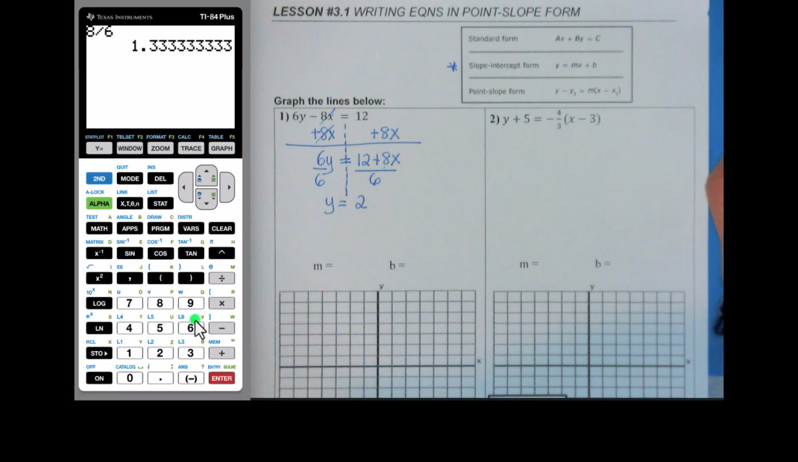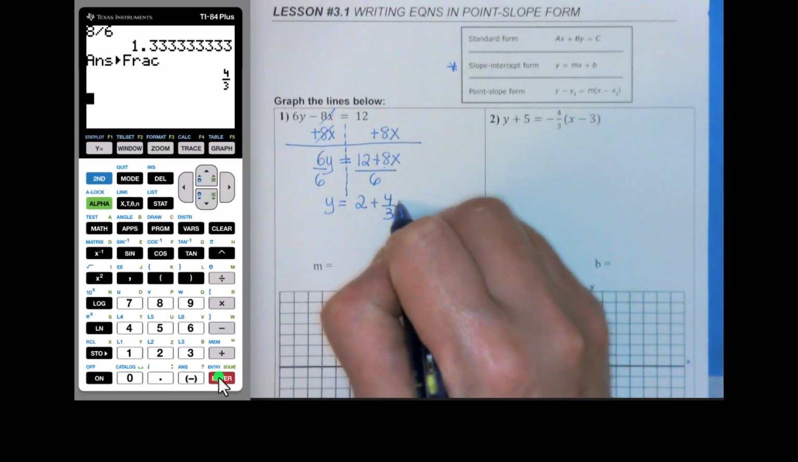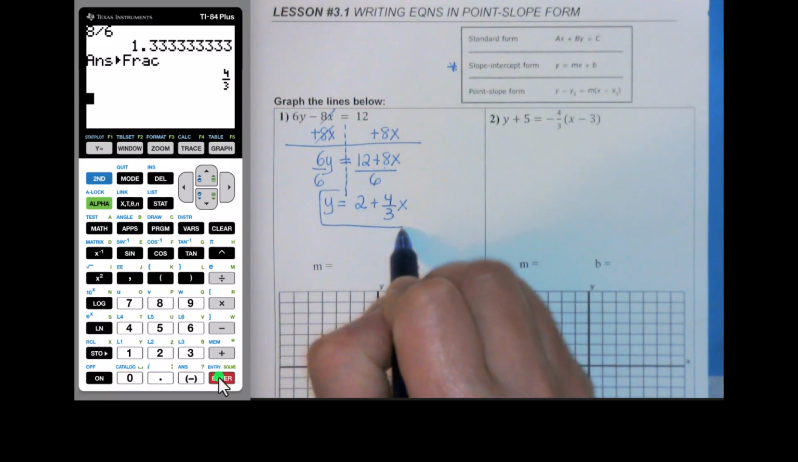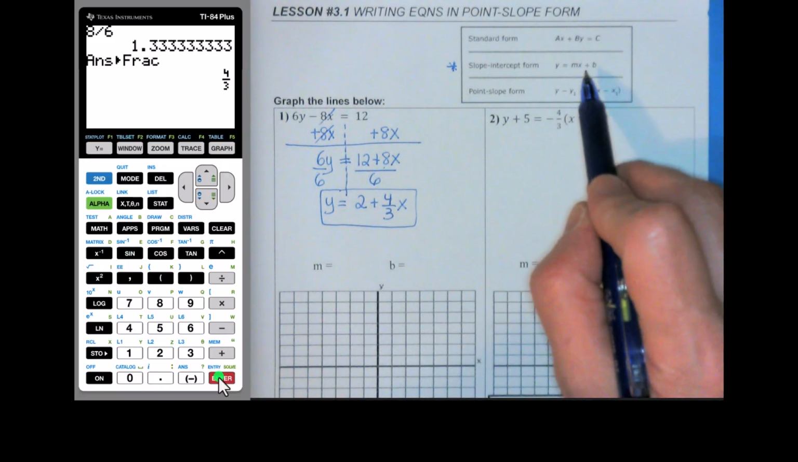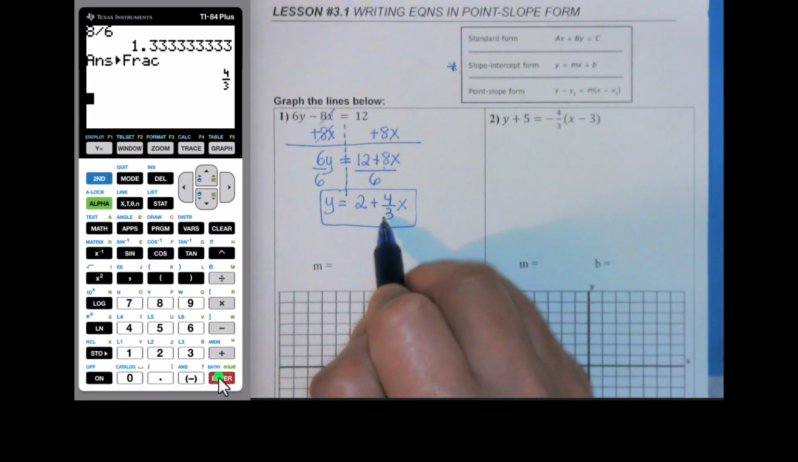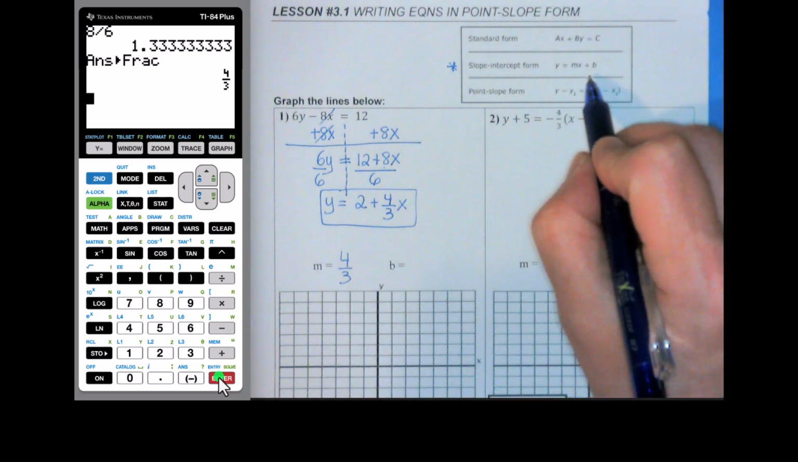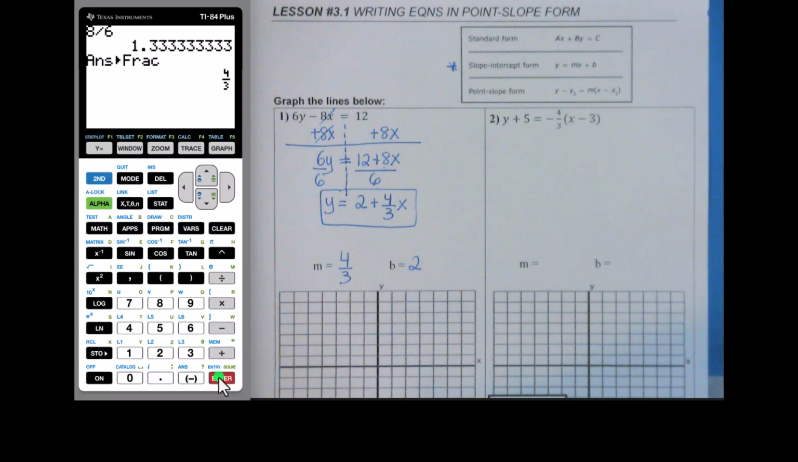I get a decimal, so let's change back to a fraction by pressing math, enter, enter. And we get 4/3. Now that the y is by itself on the left side of the equation, I'm ready to identify my slope and my y-intercept. Remember, slope is the number with x, so in this case 4/3. And the number without x is your y-intercept, so 2 is my y-intercept.